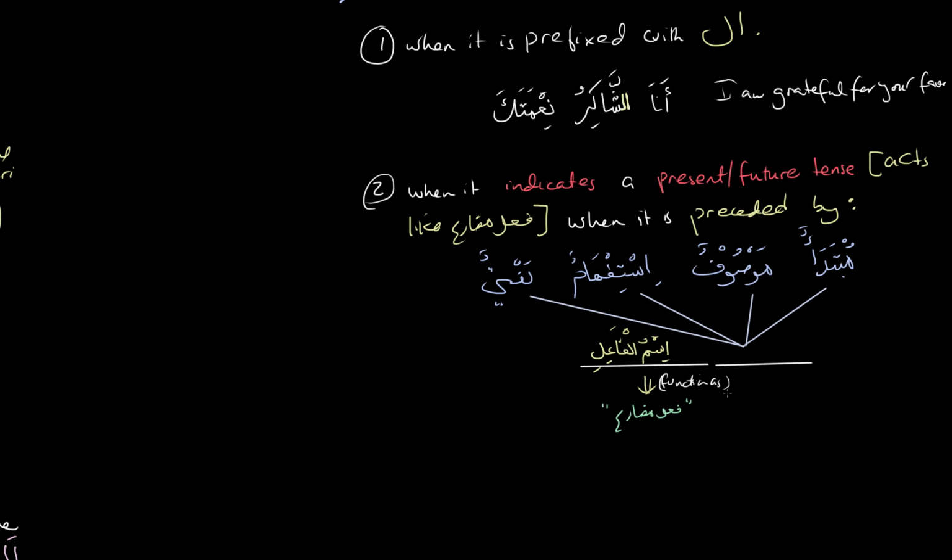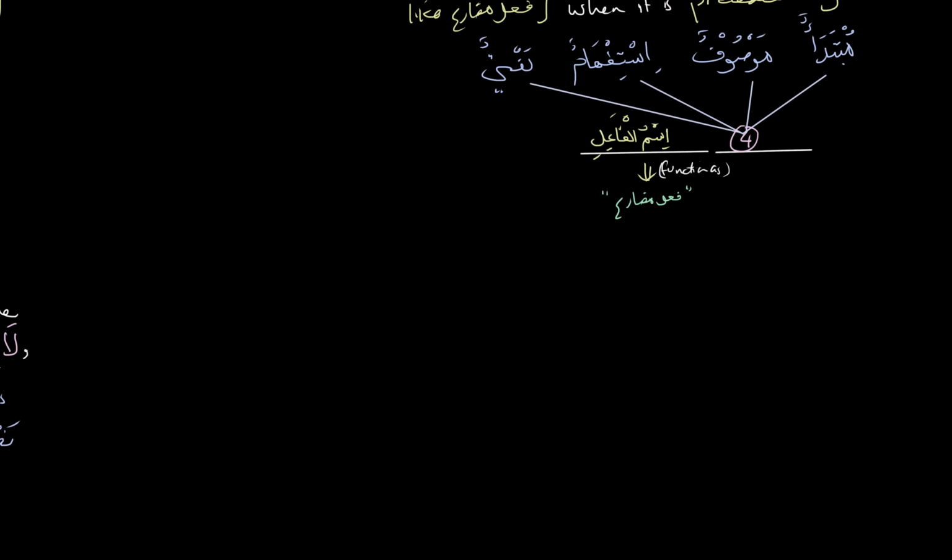So if it's preceded by either mubtada, mawsuf, istifham, or nafyun, those four things, then it will function as fa'il mudari. Okay, so let's give examples of each. Here we go. A mubtada. This example is for mubtada. Example: Zaydun daribun abuhu bakran.